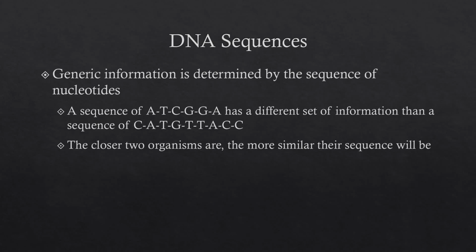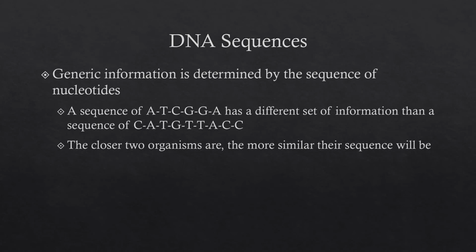So let's say a sequence of ATCGGA, it is definitely going to be a different set of information as CATGTTACC. Now we can see that there are different numbers of nucleotides here. Also, the order of the nucleotides is different. So that means informationally, they are going to be different.